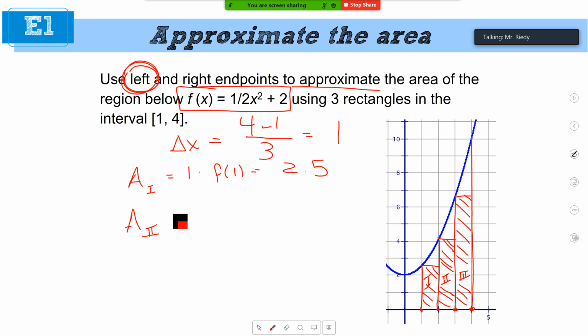The area of rectangle 2, still 1 unit wide. The height of this second rectangle is f of 2. f of 2 is 4. So 4 times 1 is 4. And then last but not least, the area of rectangle 3, still 1 unit wide. And we're going to do f of 3, which is 9 halves plus 2, that is 6.5.